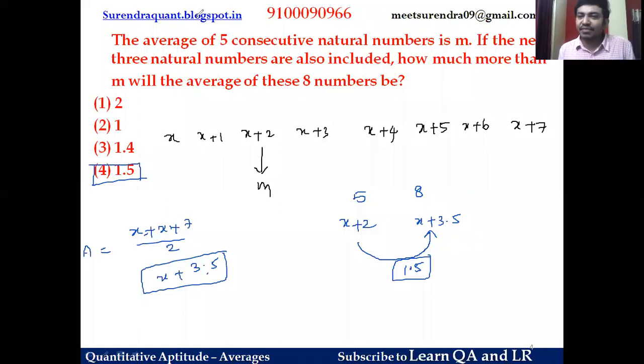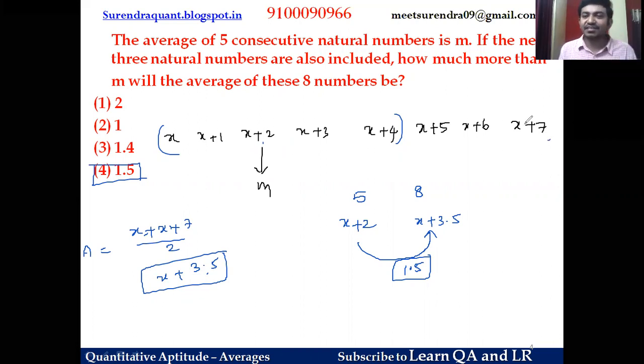So simply the summary is, when you have 5 natural numbers, the average is the middle term x plus 2. When 3 more elements are added, the numbers go up to x plus 7. The average of consecutive numbers is first term plus last term by 2, which is x plus 3.5. Now we got the 5 numbers average as x plus 2 and the 8 numbers average as x plus 3.5. This 8 numbers average is how much more than the 5 numbers average? Simply the difference, 1.5. Next question.